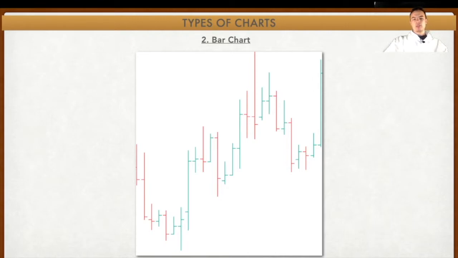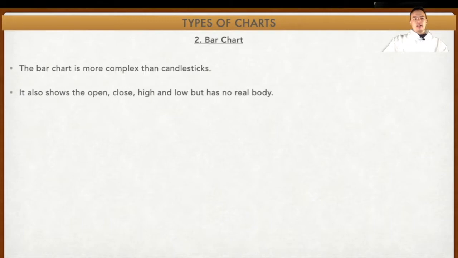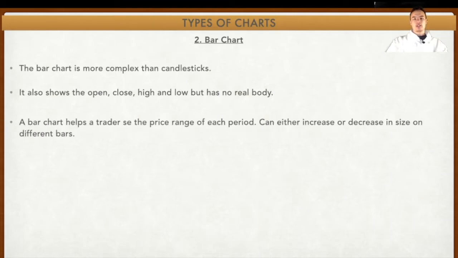So second one is bar chart. Like I said, it's not the best. It's actually the least used, and it is more complicated than candlesticks. Yes, even though it shows the open, the high, the low, the close, just like a candlestick. However, it doesn't have a body. It doesn't have a real body like a candlestick. So it's harder to visualize it. It is harder to see where price will be going unless you've practiced.